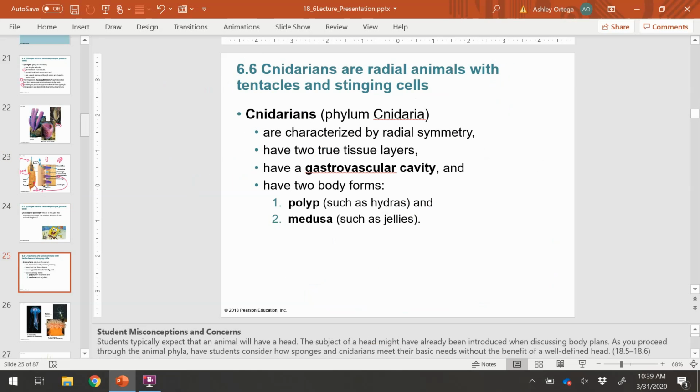Alrighty, so looking at the next group, the Cnidarians, these are radial animals with tentacles and stinging cells. So Cnidarians are phylum Cnidaria. They have radial symmetry. They also have two true tissue layers. They have a gastrovascular cavity, which is a structure we will look at. And then they have two body forms that they're most famous for. The polyp form is a stationary form, and the medusa is a mobile form, and we'll look at those.